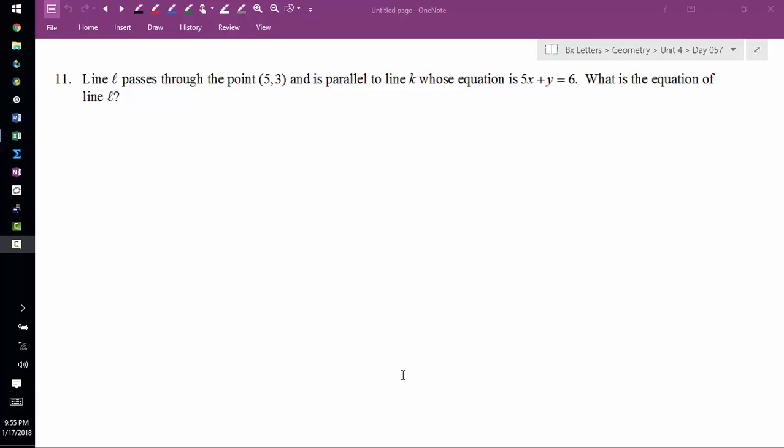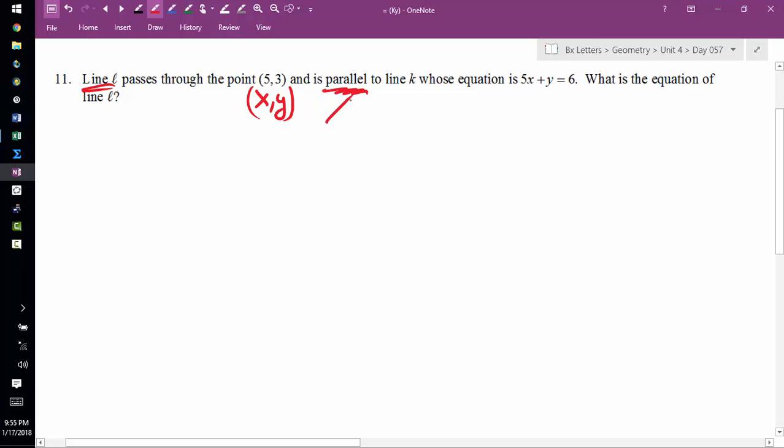Number 11. As I read this, the line that stands out to me, line L, passes through, right? It's going to own this point, 5, 3. And they're giving me a condition.